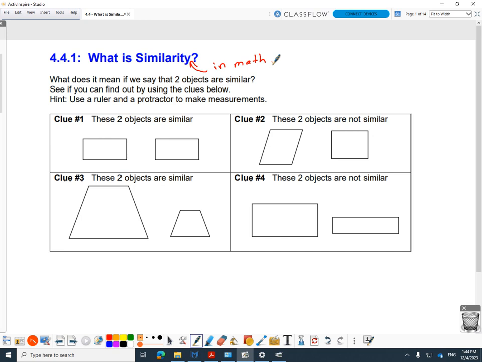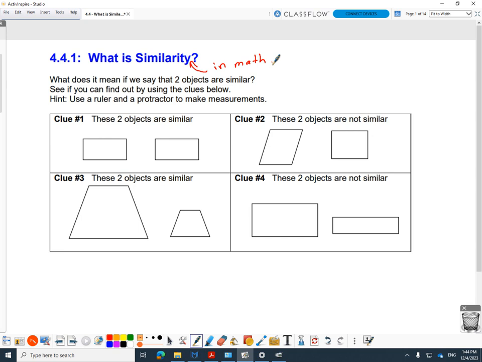And it says, see if you can find out using the clues below. Now, it says use a protractor and a ruler. I'm not going to do that exactly. I'll be your protractor and ruler here to look at these shapes. Now, I just want to look at these shapes. And they've given a bunch of examples. It says these two objects are similar. These two aren't what we call similar.